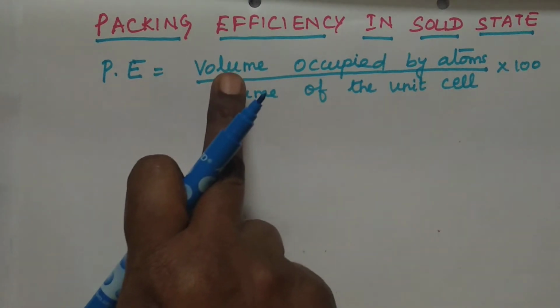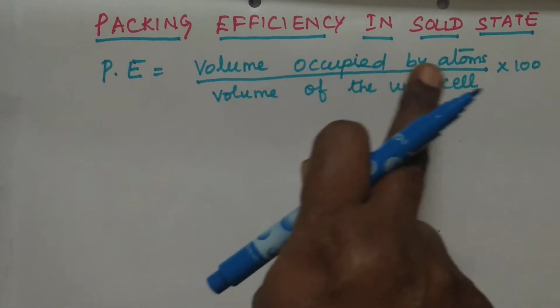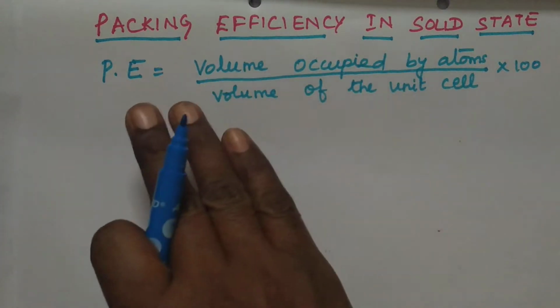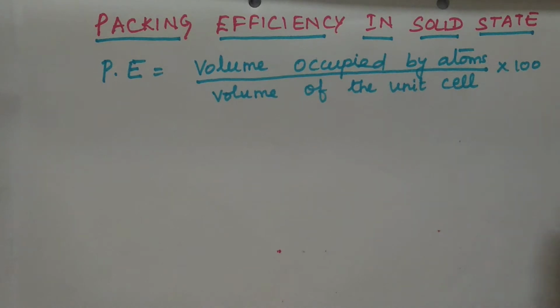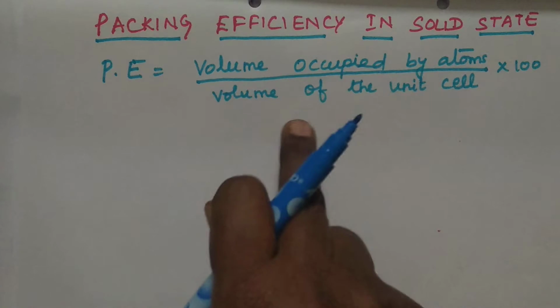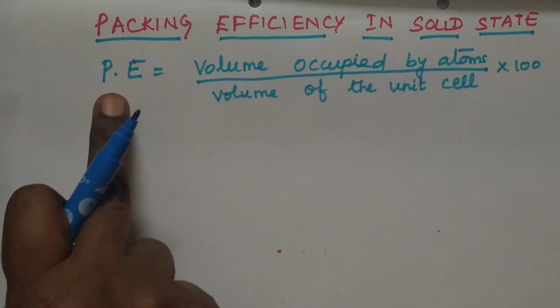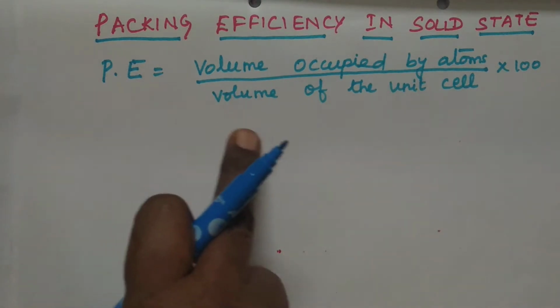So we need to calculate for each system. We have different systems, right? In solid state, we have seen primitive unit cell, as well as centered unit cell. So for each one of them, it gets varied. So according to the system, what is the packing efficiency going to be? That we are going to see in this video.